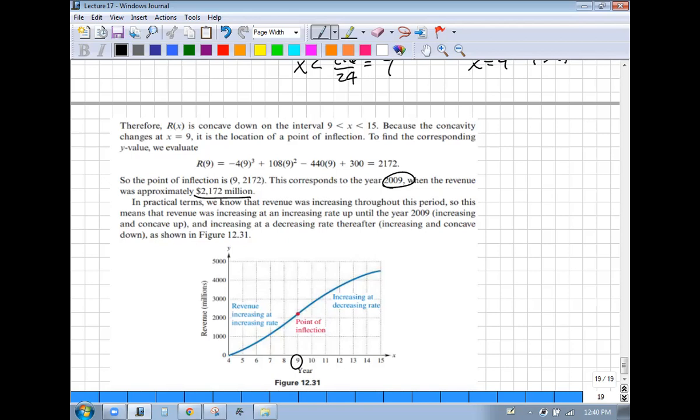In practical terms, we know that revenue was increasing throughout this whole period. So this means the revenue was increasing at an increasing rate up until 2009. After that, it was increasing at a decreasing rate.